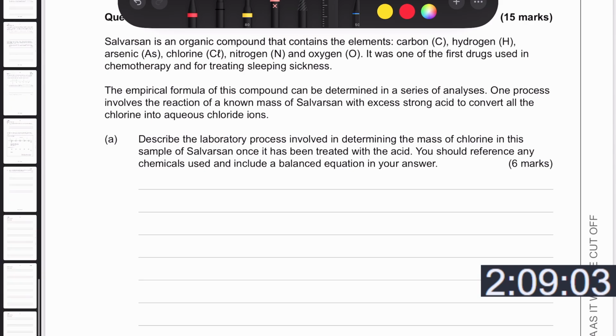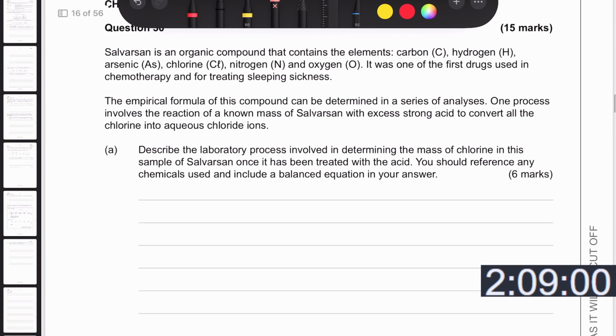Salvarsan is an organic molecule that contains the elements carbon, hydrogen, arsenic, chlorine, and nitrogen. It was one of the first drugs used in chemotherapy and used for treating sleeping sickness. The empirical formula of this compound can be determined in a series of analyses. One process involves the reaction of a known mass of Salvarsan with an excess strong acid to convert all the chlorine into aqueous chloride ions. Describe the laboratory process in determining the mass of chlorine in the sample once it's been treated with the acid. You should reference any chemicals used and include a balanced equation in your answer.